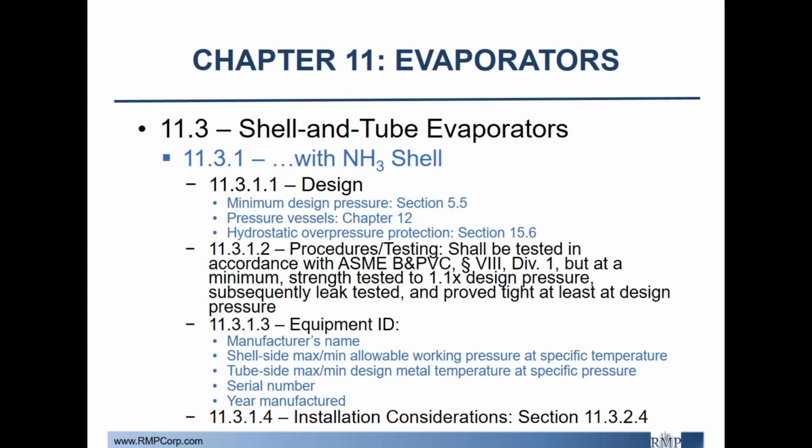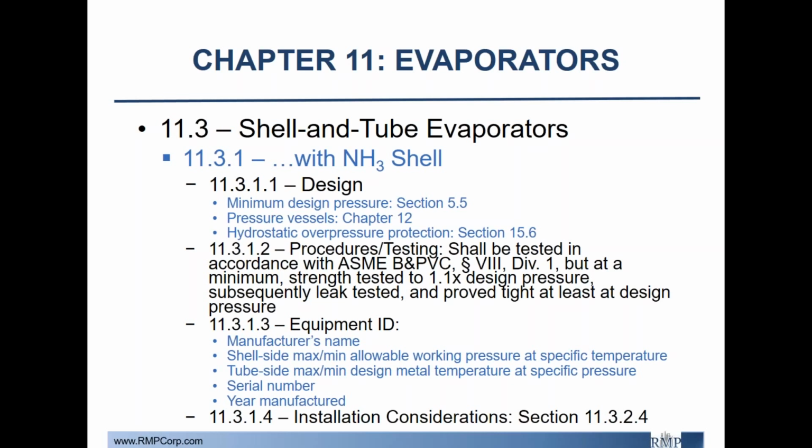Equipment ID is also very similar to the forced air evaporators we just talked about. There are the shell side and tube side maximum pressures and temperatures that are required, as well as some of the other items left out. So it's just important to remember that there are a little bit of differences, but a lot of this comes from the manufacturer directly. So there's not a lot of double checking on your part other than to make sure all the information you need is there.